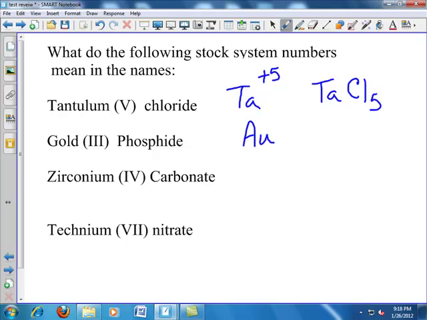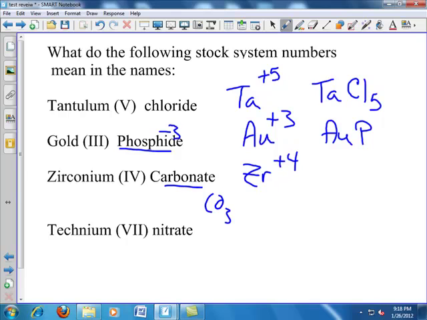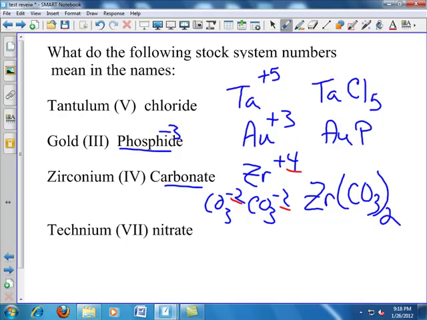Gold, and by the way, people are mixing up gold and silver. Gold is Au. So this is gold plus 3 with a phosphide, which is a -3. So that would be AuP. Zirconium 4 would be Zr plus 4. Carbonate, CO3 minus 2. Obviously I'm going to need 2 CO3 minus 2s to match up to that plus 4. So this is going to be Zr(CO3)2.